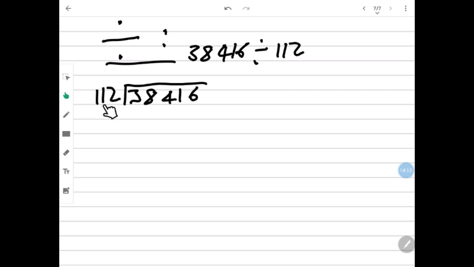Now we start by, can 112 go into 3? No, it can't. Okay, then we get the 8 with. Can 112 go into 38? No, it still can't. Can 112 go into 384? Yes, it can. All right, now let me show you this. So we can do it now like this.